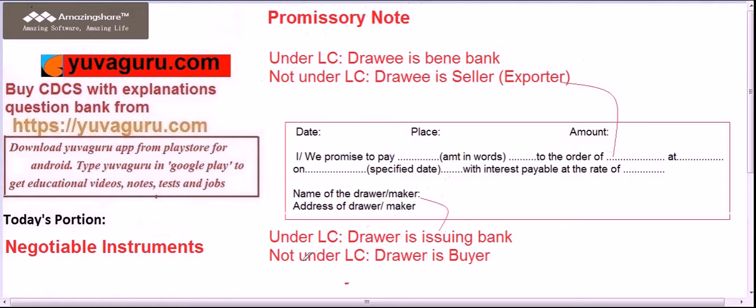If the document is not under LC, then the drawer is the buyer because he has purchased the goods and he has to pay. If the document is under LC, the drawee is the beneficiary's bank. If the document is not under LC, then it is the exporter himself or his bank. Either of the two cases is allowed. But if it's under LC, it is compulsorily his bank. Now we'll study the bill of exchange.